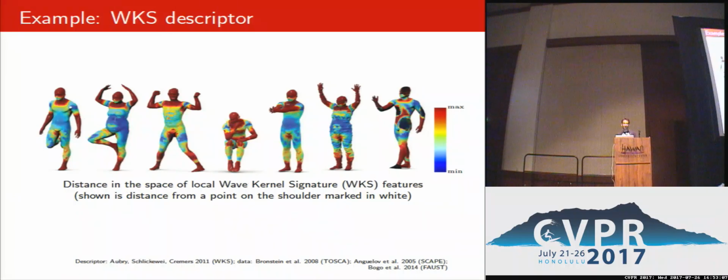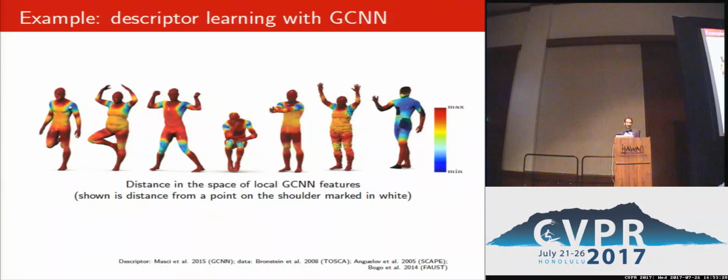This is the wave kernel signature. That's work from the group of Daniel Cremers. It is based on a different formalism, coming from quantum mechanics. So you see that this descriptor is much better localized, but it's less discriminative. For example, points on the belly of this human, for some reason, look similar to the points on the shoulder here. Okay, and this is how the features produced by the geodesic convolutional neural network look.